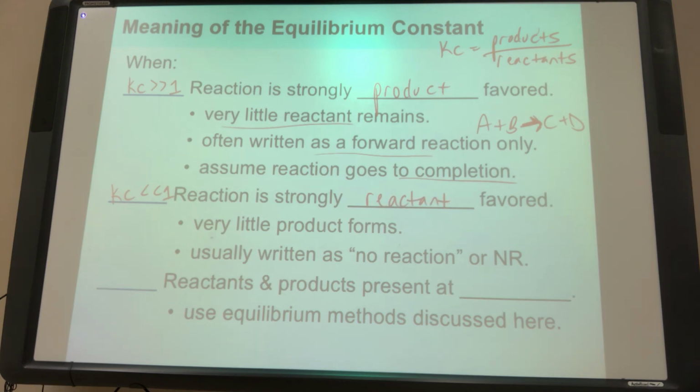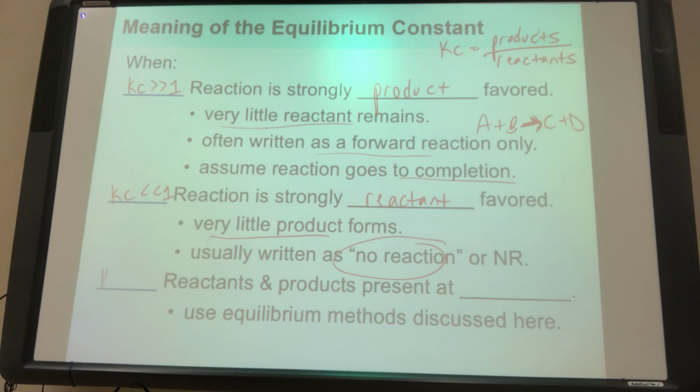This means that very little product forms. So I have mostly reactants. I don't really make a lot of products. This is when we wrote no reaction, because it's not actually happening. I'm getting no products really forming, or just a very small amount of products forming. So most of it is just my reactants hanging out.